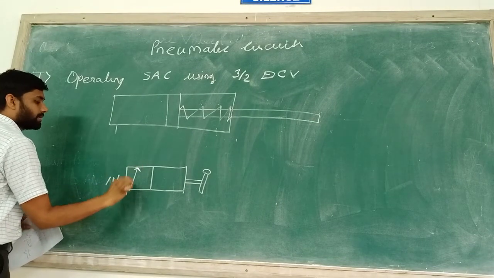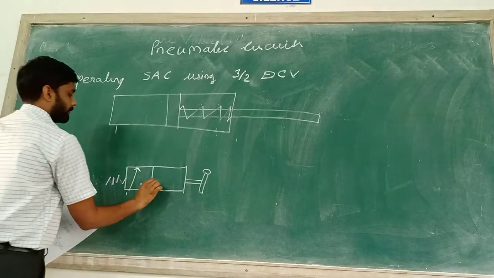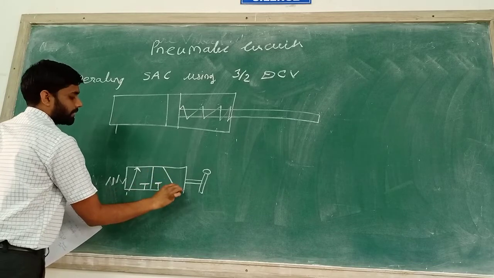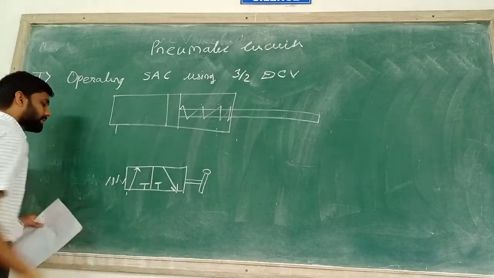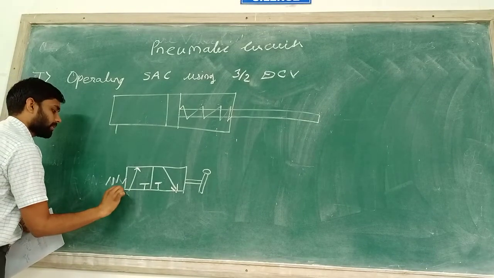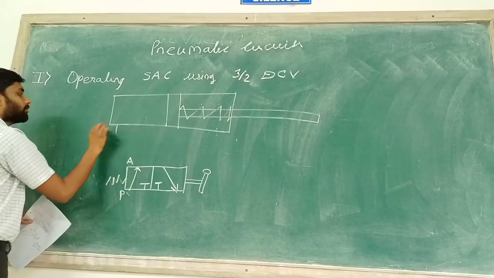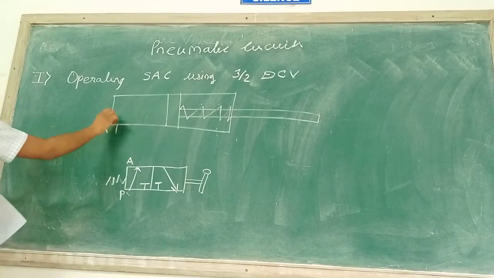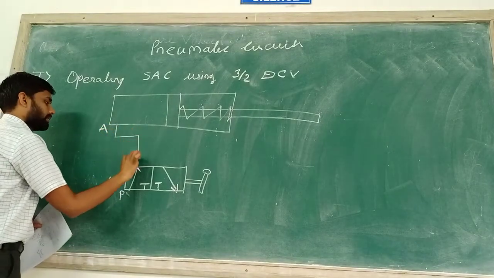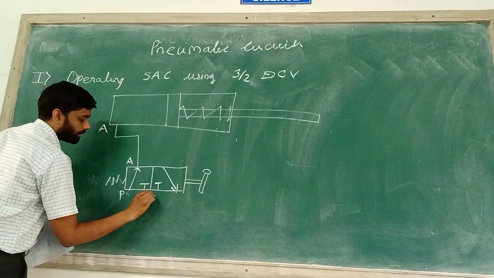So this is 1, 2 and this is the third way. Here also this is 1 which is closed. This is 2 and 3. We give the names. Now we connect this. This is the pump port P. This is port A. This port A is further connected with the port A of the cylinder here. Okay, like this. This is the tank port T.